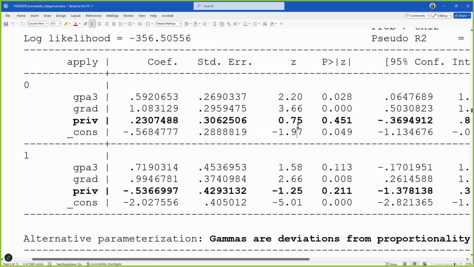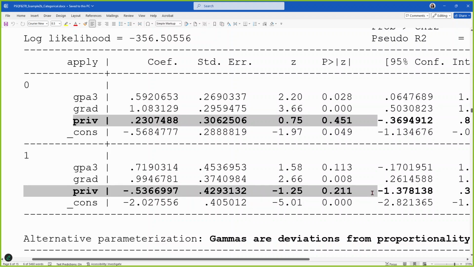However, neither of these is significant. That's great. So maybe we shouldn't get so excited that they're different in sign, because neither one of them is really different than 0. Just don't report that p-value. Yeah, it's fine. It's fine.